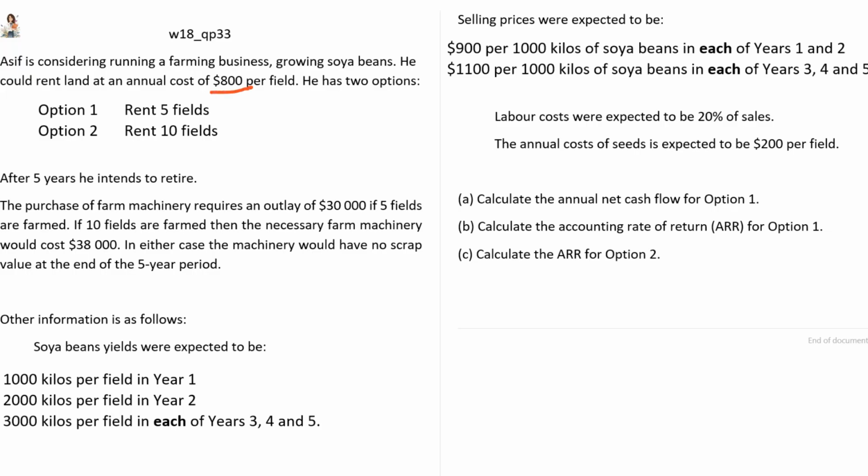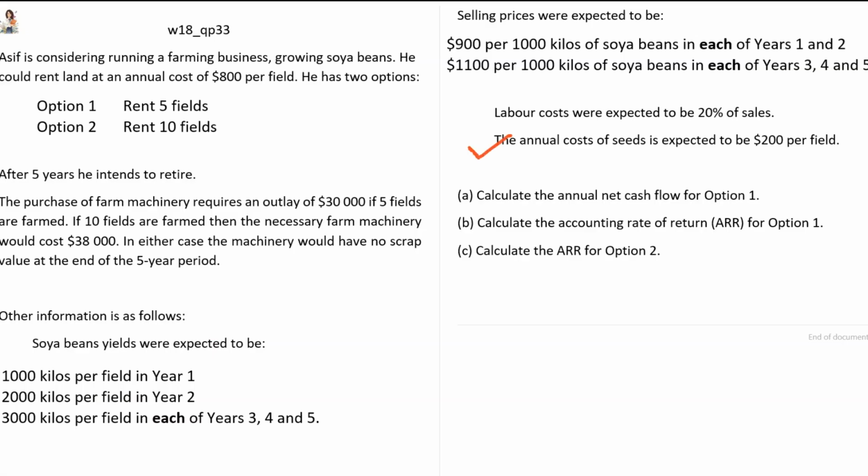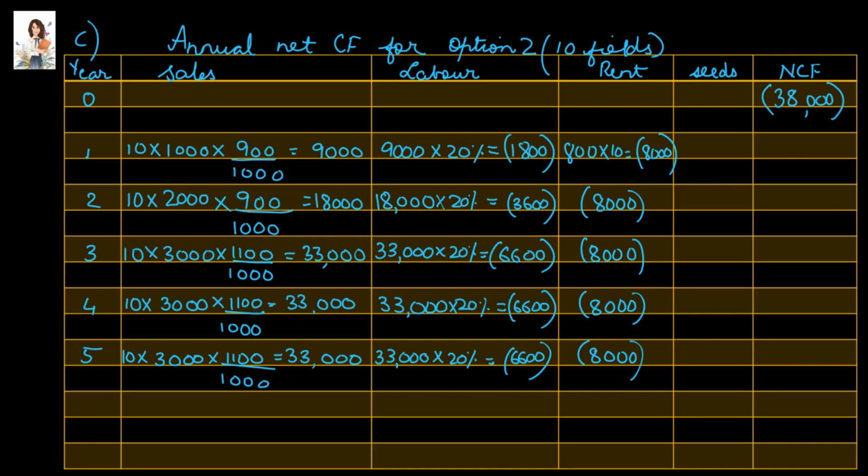The rent is $800 per field and under option 2, Asif will be renting 10 fields. Therefore, in the rent column, we will write 800 into 10, that is an outflow of $8,000. The annual cost of seeds is expected to be $200 per field. Therefore, for 10 fields, it will be 200 into 10. That means an outflow of $2,000 per year.